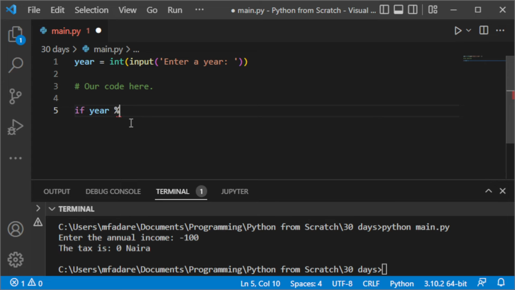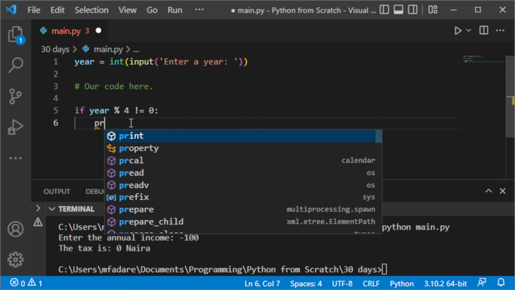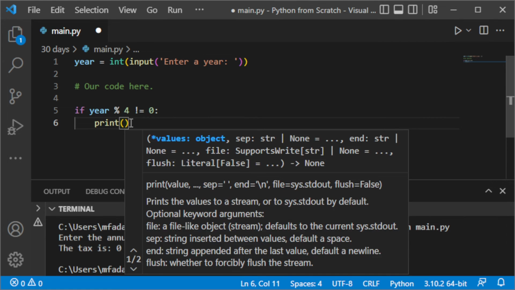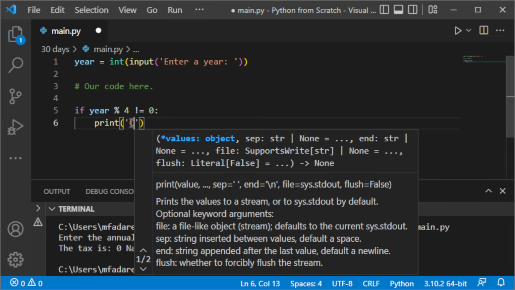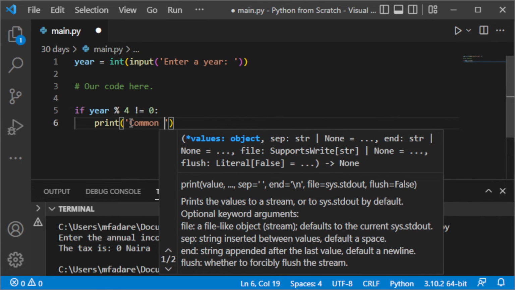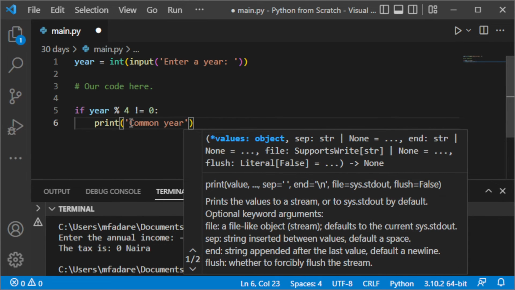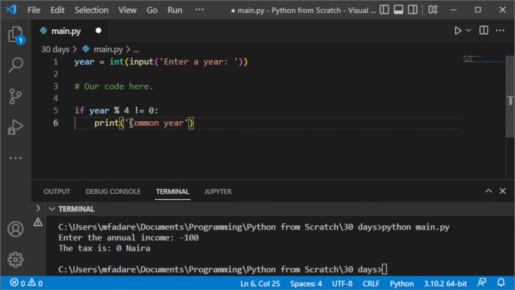So it means that when you take the year that you've inputted and do mod 4, if the answer you get is not 0, so how do we represent not equal to? We use not equal to, which is not equal to 0. Then we can now say print common year. Okay, so print our common year.